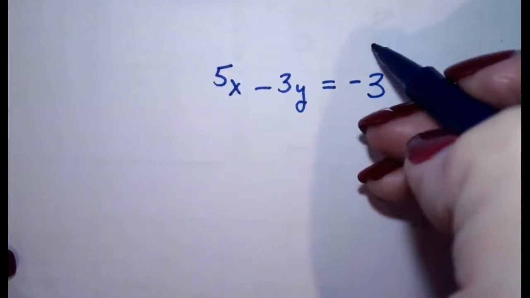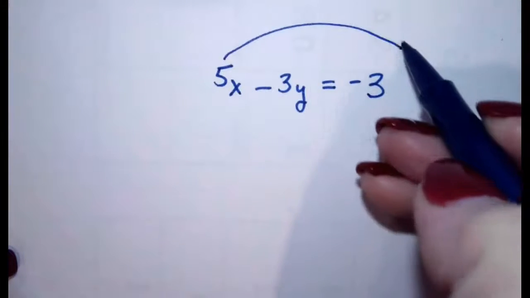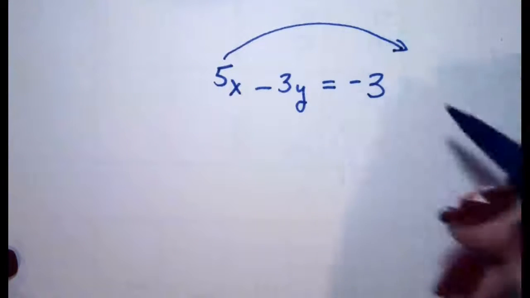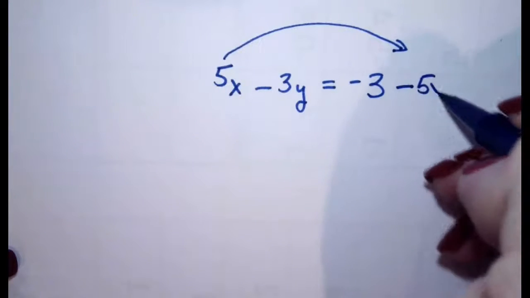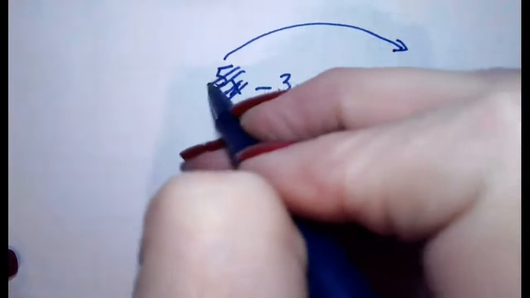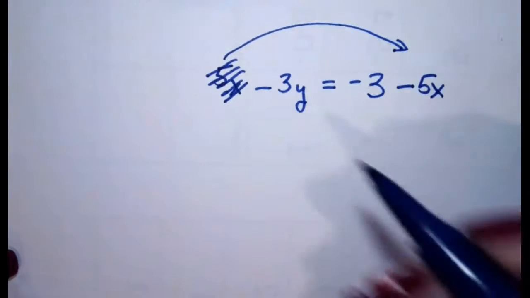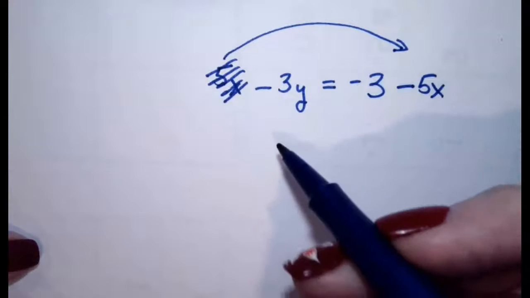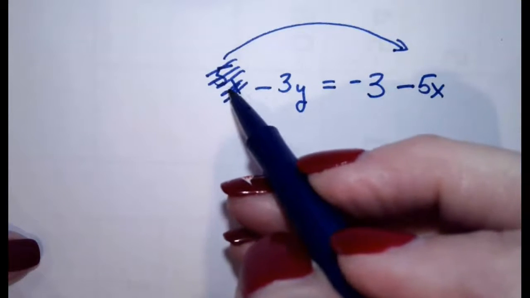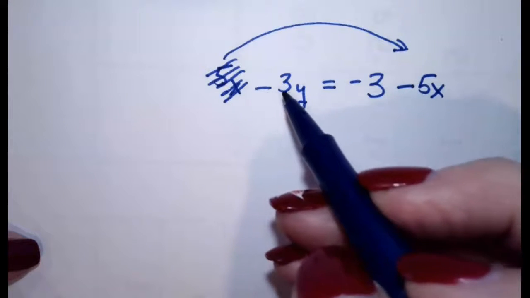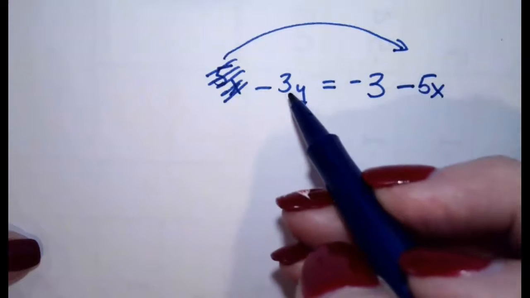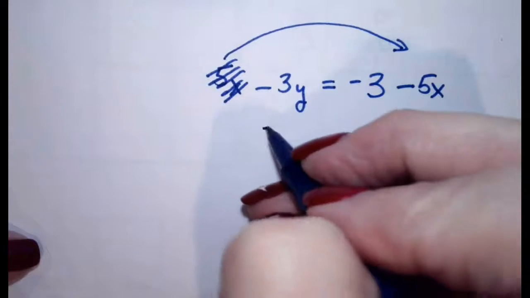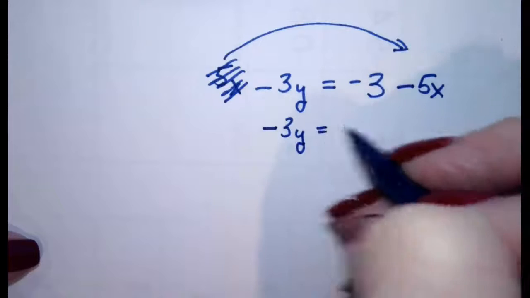I'm trying to get y equals. I move my 5x. It's a 5x, therefore it's a negative 5x when I move it, additive inverse. Now, if you scratch it out the way I did, the reason I do that is it's even more obvious. Once you do that, this is a negative 3. It is not a 3. It is a negative 3y.